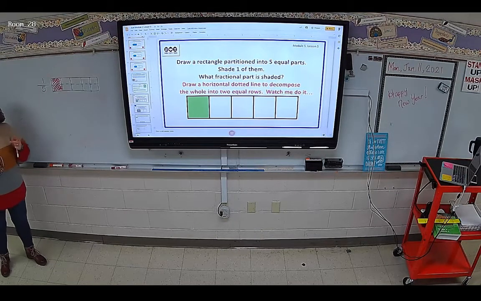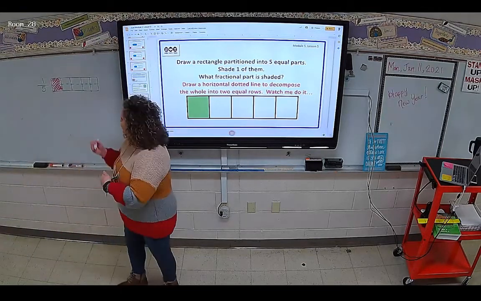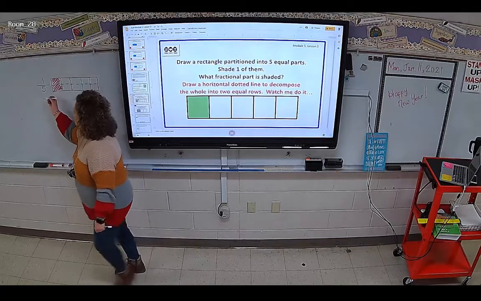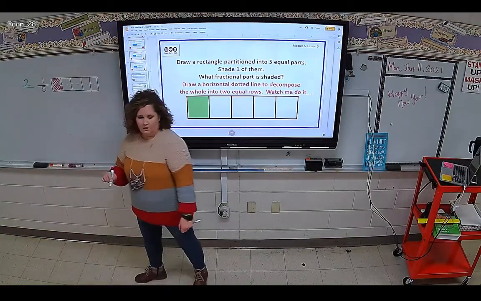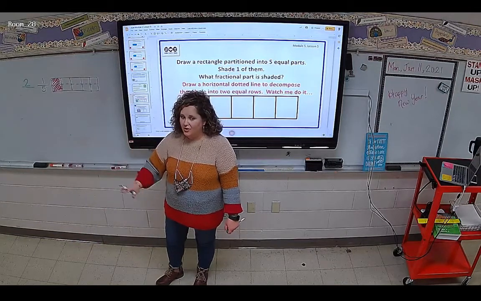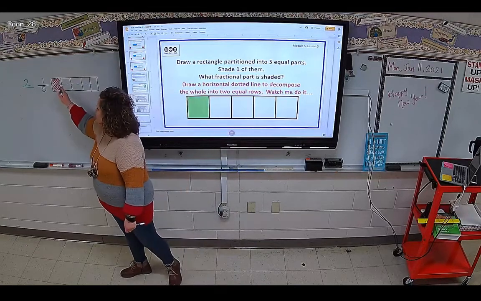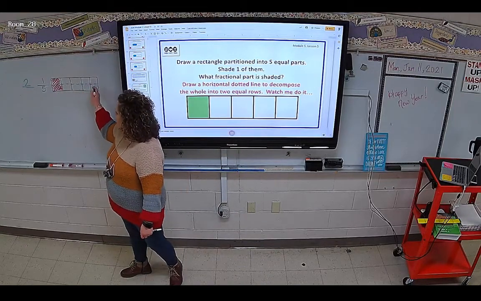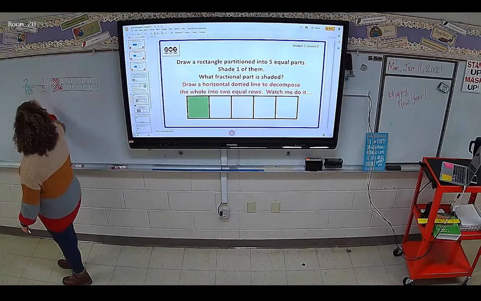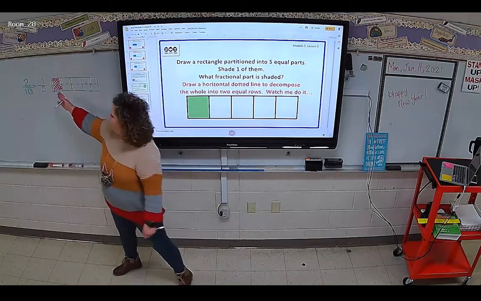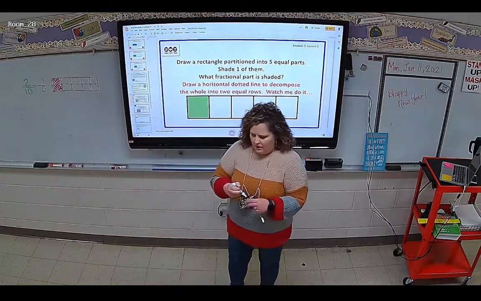How many boxes are shaded in now? 2. Okay. Now we have 2 boxes shaded in. And how many boxes are there total? 8. Josie, how many? 10. There are 10. 1, 2, 3, 4, 5, 6, 7, 8, 9, 10. And we know that total number is our denominator. We just showed that 1/5 is equal to 2/10.